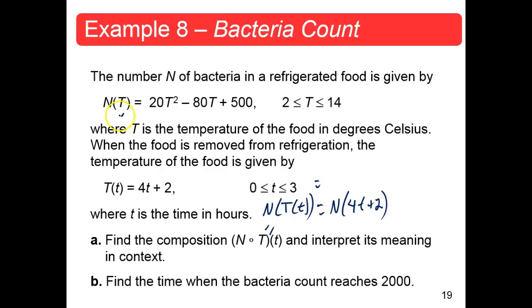The capital N function does what? It starts with a 20, okay, and then it takes what's in the parentheses, which here is 4t plus 2, and squares it, subtracts 80 times it, the 4t plus 2, and then adds 500. All right. Now, we got a little bit of work to do, but that's what's going on.